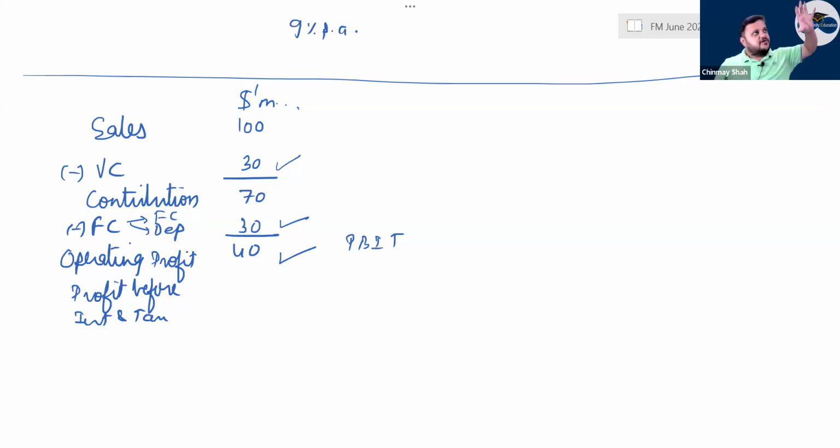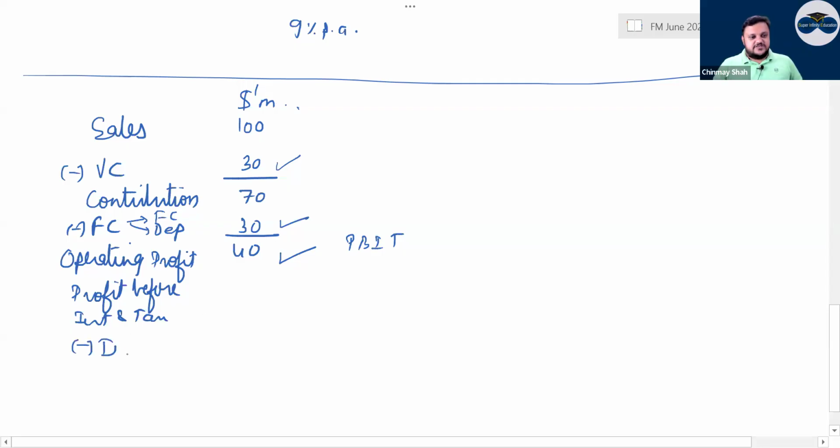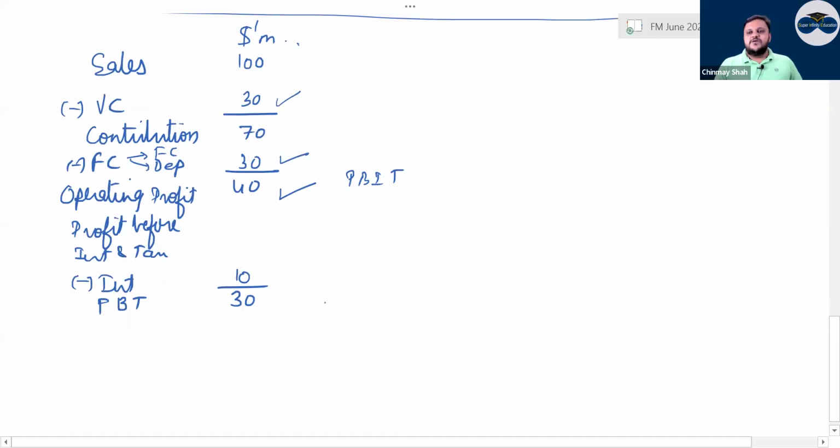Now your business is taken care of. You took certain loans, so interest is deducted from this. Interest is the first expense. Let's say interest is 10. 30 is remaining. That is PBT, profit before tax. PBT is 30.